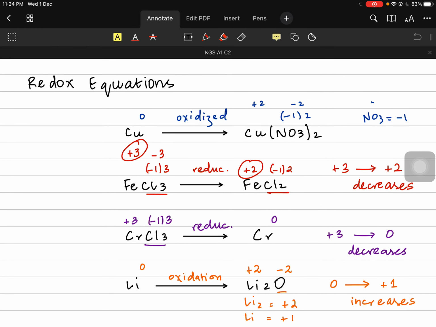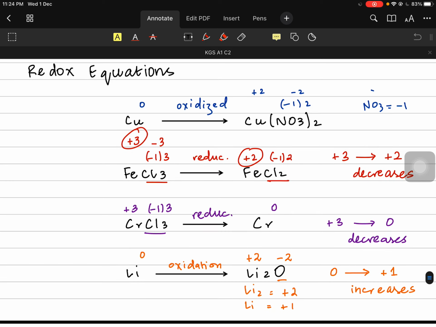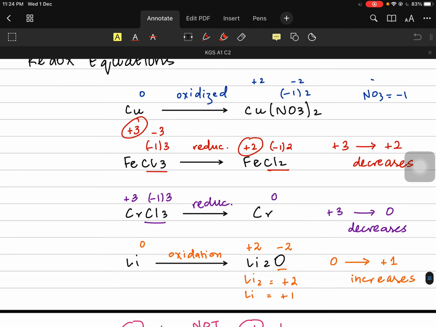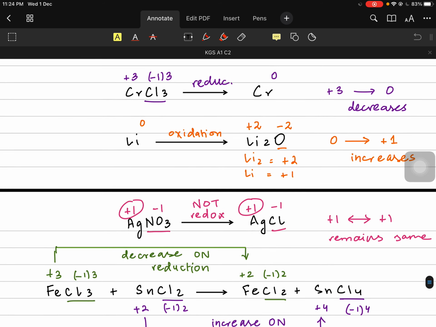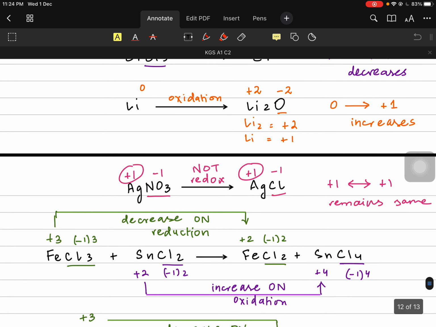Hey guys, so in the previous video we were talking about the redox equations. We saw that the oxidation number obviously changes in a redox reaction. It could be an element increasing the oxidation number, it could be decreasing it. So if it's a decrease in oxidation number, it's a reduction, and if it's an increase in oxidation number, it's an oxidation. If there's no change in oxidation number, essentially, it's not a redox in the first place.